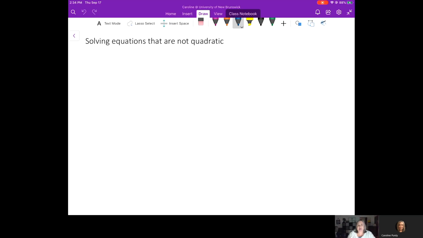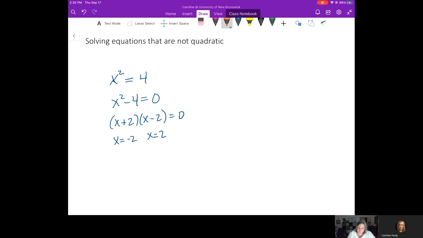Okay, so what we're going to do now is solving equations that are not quadratic. So quadratic meaning like a squared. So if we had, for example, x squared equals 4, there's actually two ways we could do this. What I usually do is bring everything to one side, and then we either factor or use the quadratic equation. So this is a difference of squares, and our answers would be -2 or 2. So those are our answers.